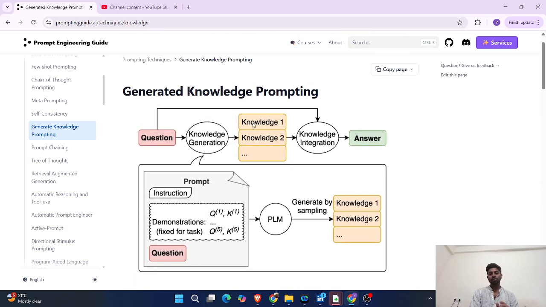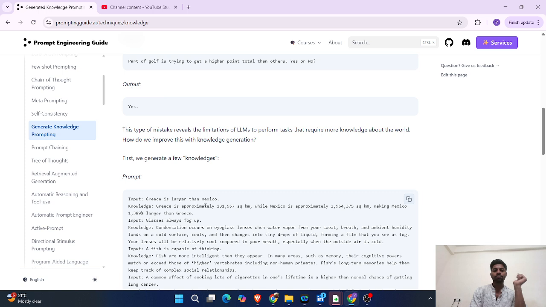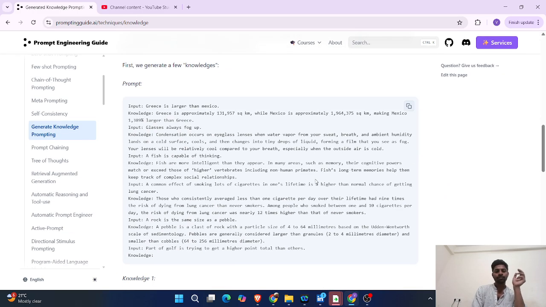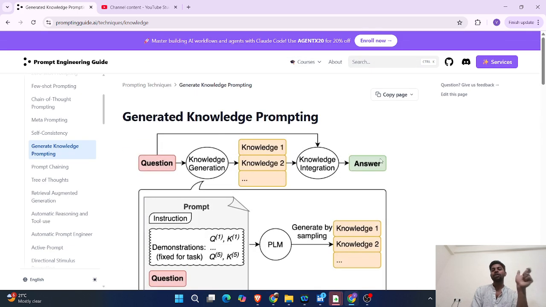So, if you look at this, it has the Greece metrics as well, in the sense of what the square kilometers for Greece are, and after that, what the square kilometers for Mexico are. Knowledge one, knowledge two. Based on that data, it reached the conclusion that Mexico is far bigger than Greece in terms of size. So in that way, it got the answer.